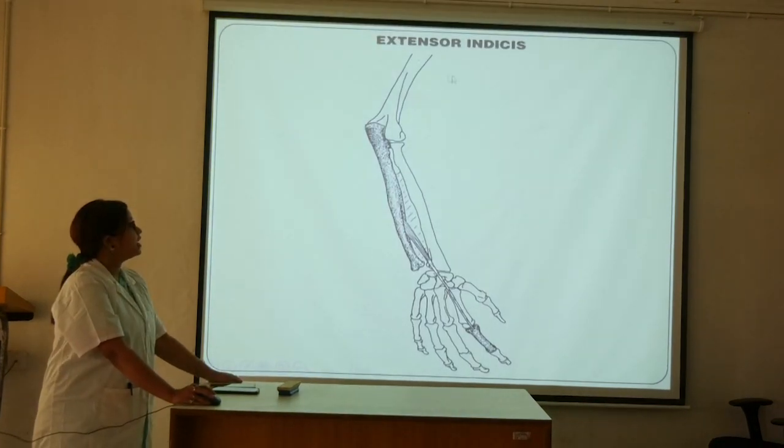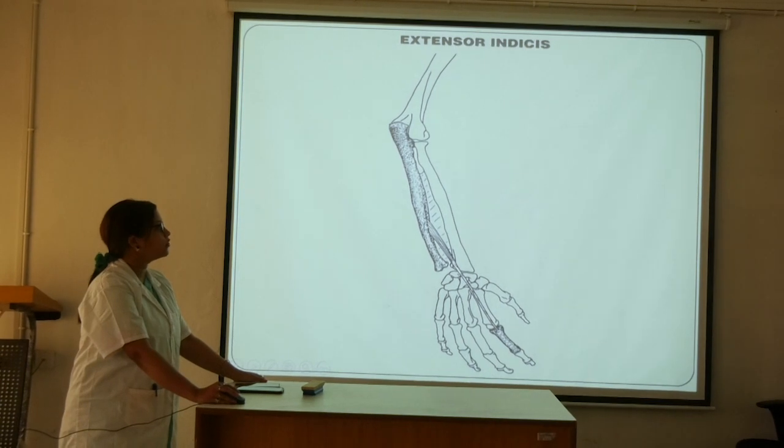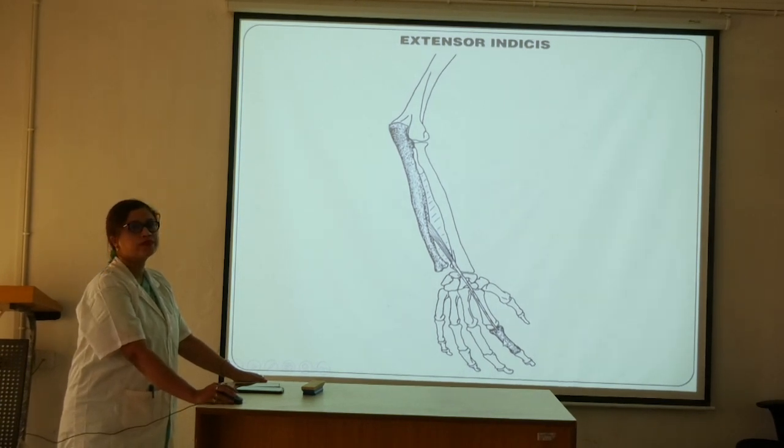So see, this is the extensor indicis. How is it coming? This is the lateral surface of the ulna, and where is it going? Which phalanx is it? Middle phalanx. Here is the proximal phalanx, here the distal phalanx. This one is the middle phalanx, so it will be inserted here.